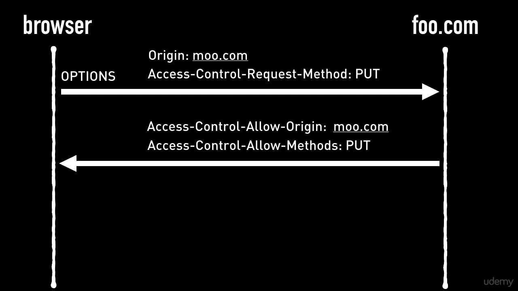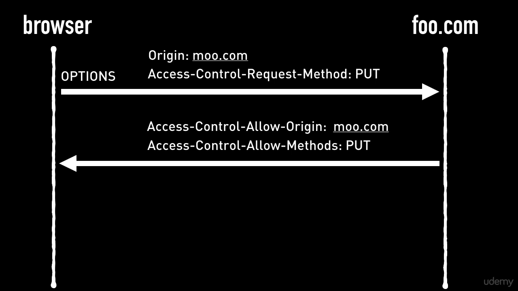So if we requested in the request via the Access-Control-Request-Method header that we want to issue a PUT, we then see that PUT is available in the Access-Control-Allow-Methods header in the response, and at this point the browser continues.